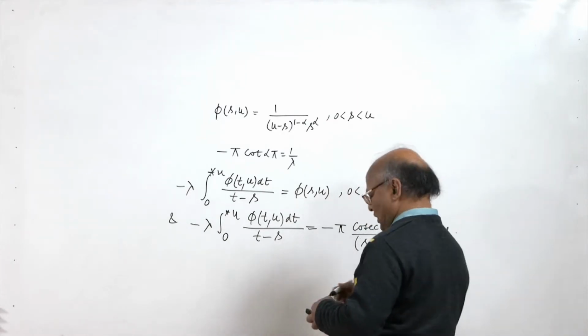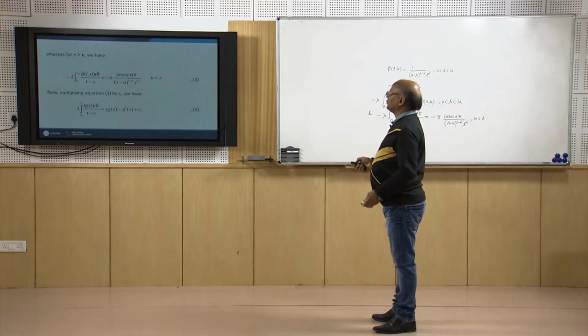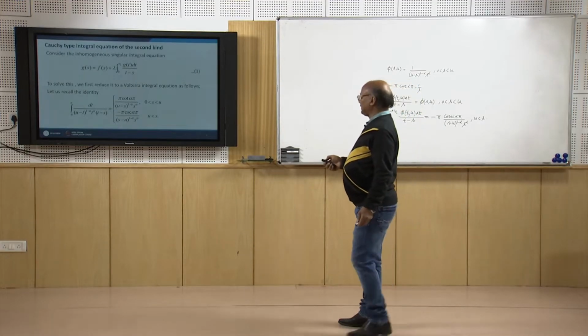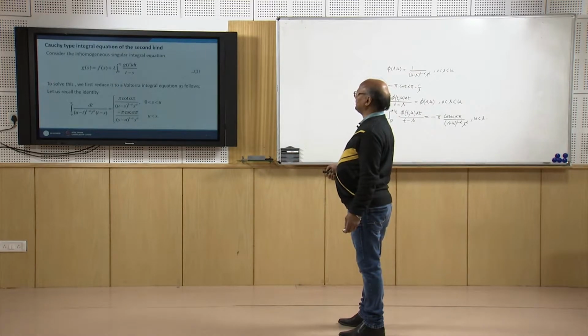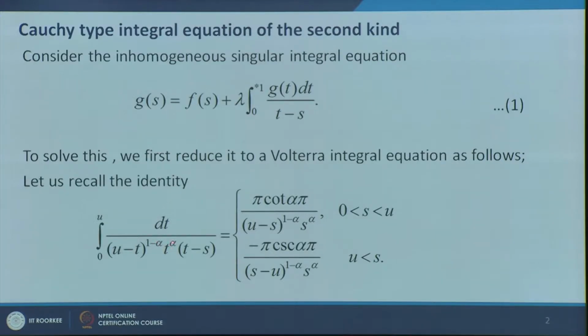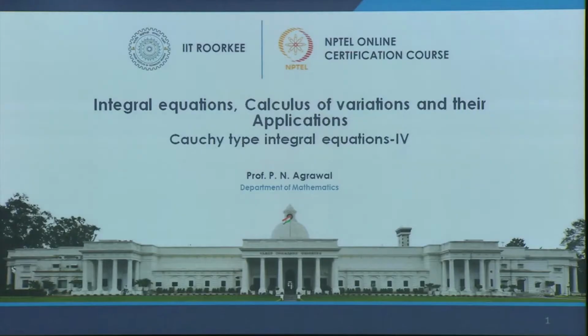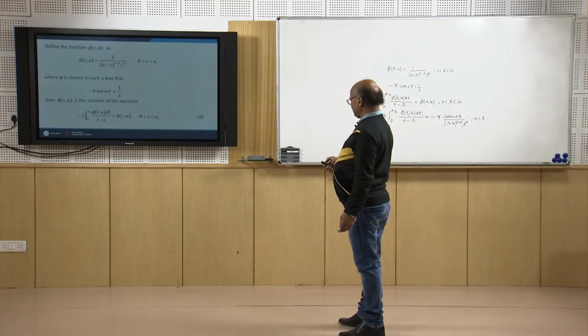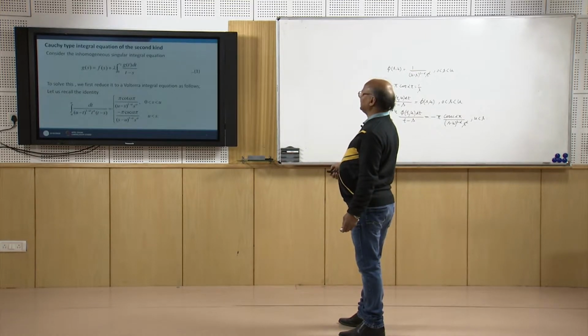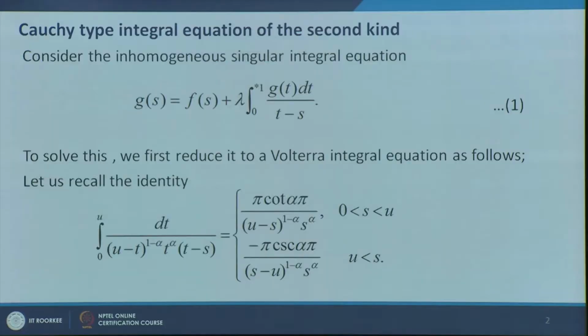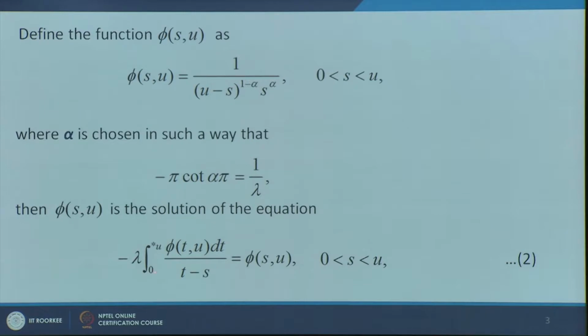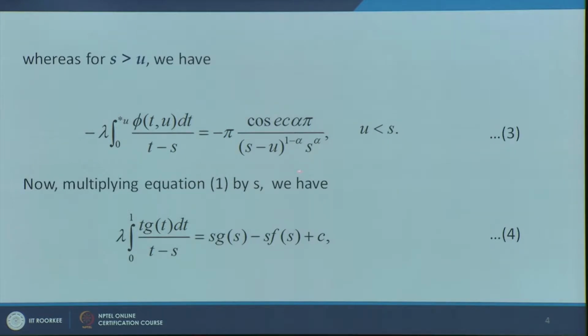Now how we are saying this? This follows from the identity. We have seen that integral 0 to u g(t) upon (u minus s) to the power 1 minus alpha, t to the power alpha, t minus s equals this quantity. So if you choose your alpha like this, minus pi cot alpha pi equals 1 over lambda, then you use this identity for the case 0 less than s less than u, then you get this equation, and when you take s to be greater than u, then you get this equation.